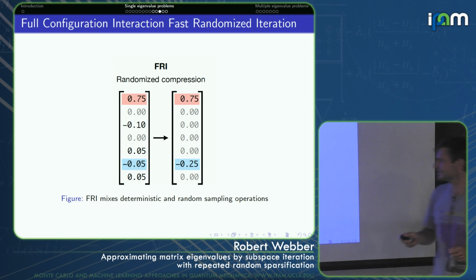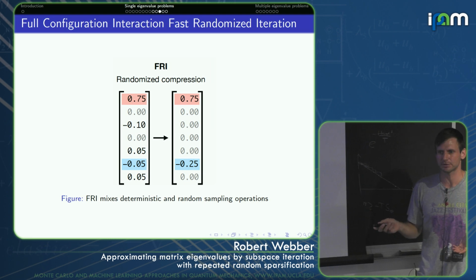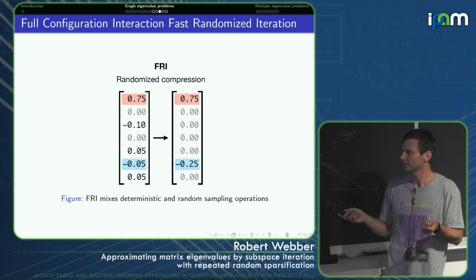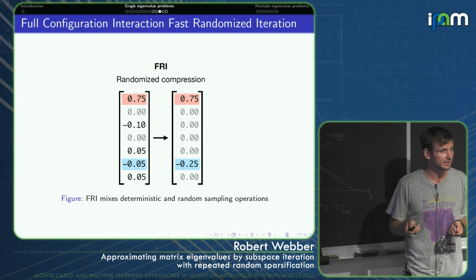So this is interesting. It mixes deterministic math and random sampling math. So it is sort of properly a Monte Carlo algorithm because of the random sampling. But it's also got a deterministic component, and that really helps. That really, really helps.